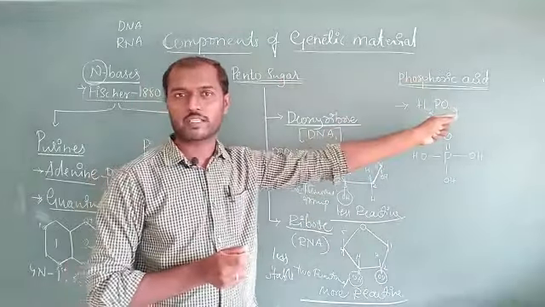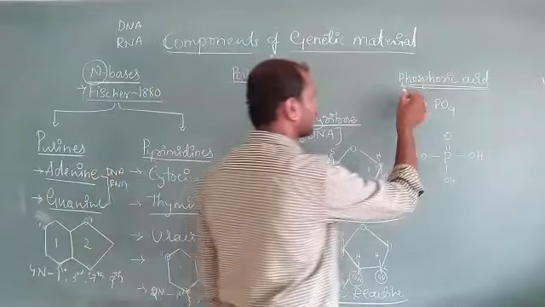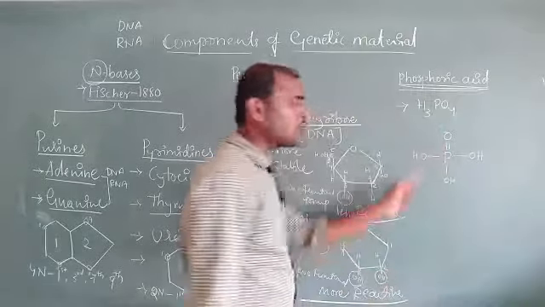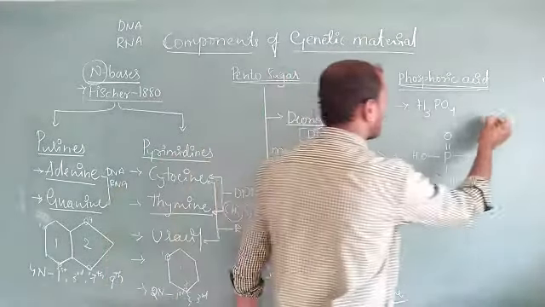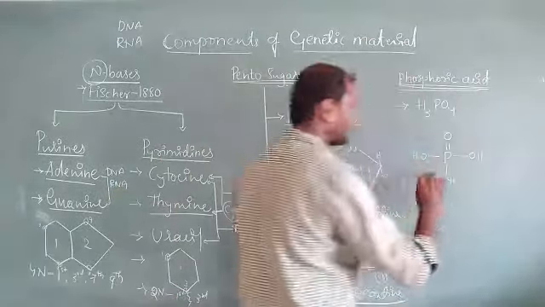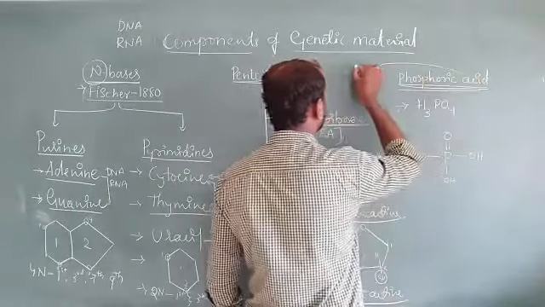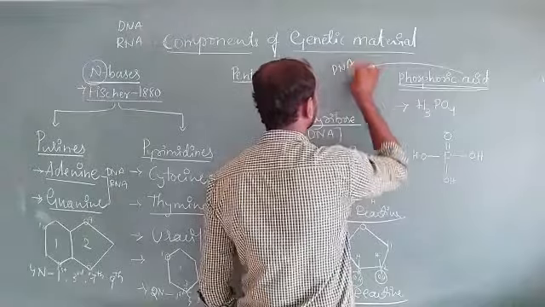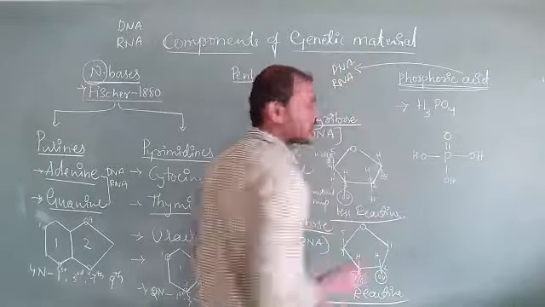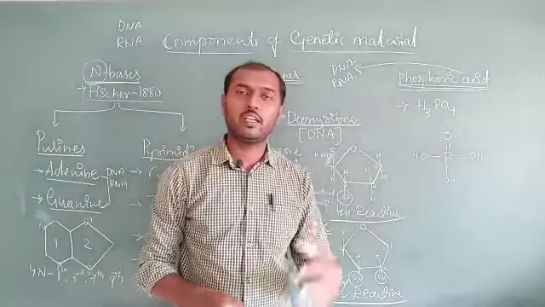Because of this phosphoric acid, because of its presence in the form of the acid, the acidic nature of the DNA and RNA can be judged. Okay, so why are DNA and RNA acidic?